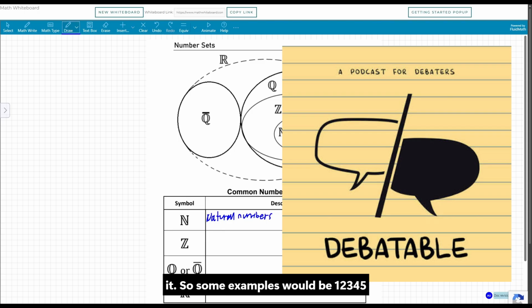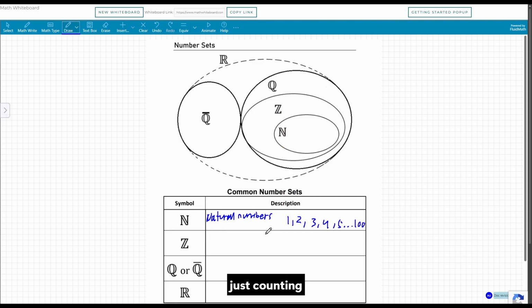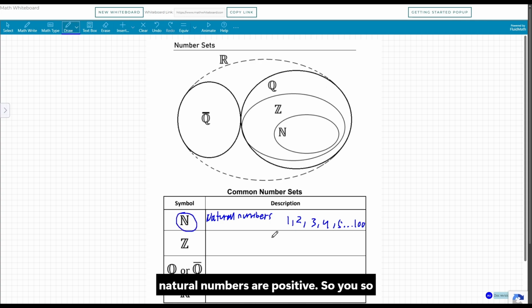So some examples would be 1, 2, 3, 4, 5, etc., all the way to 100. Anything just counting upwards. Just remember natural numbers are positive. So -1 would not be a natural number.